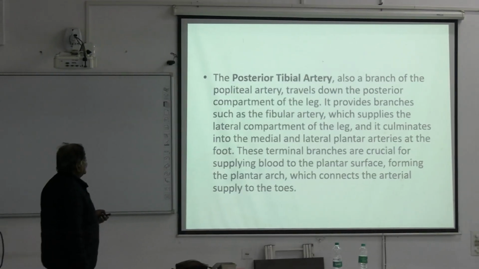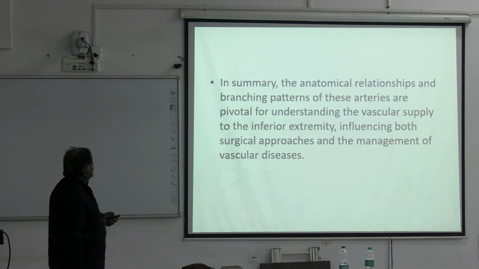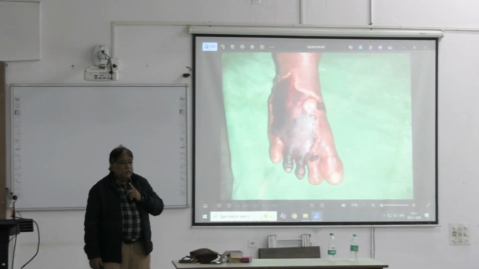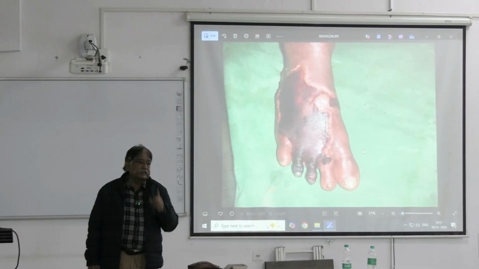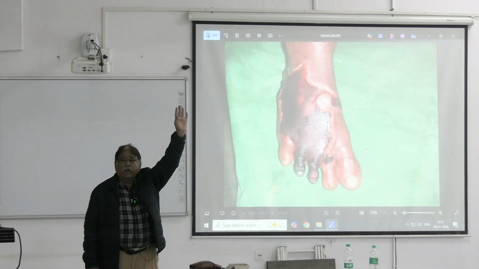Now the posterior tibial artery, also a branch of the popliteal artery. The anatomical relationship and branching patterns of these arteries are pivotal for understanding the vascular supply of the inferior extremity, influencing both surgical approaches and the management of vascular disease. More than 90% of doctors will amputate.